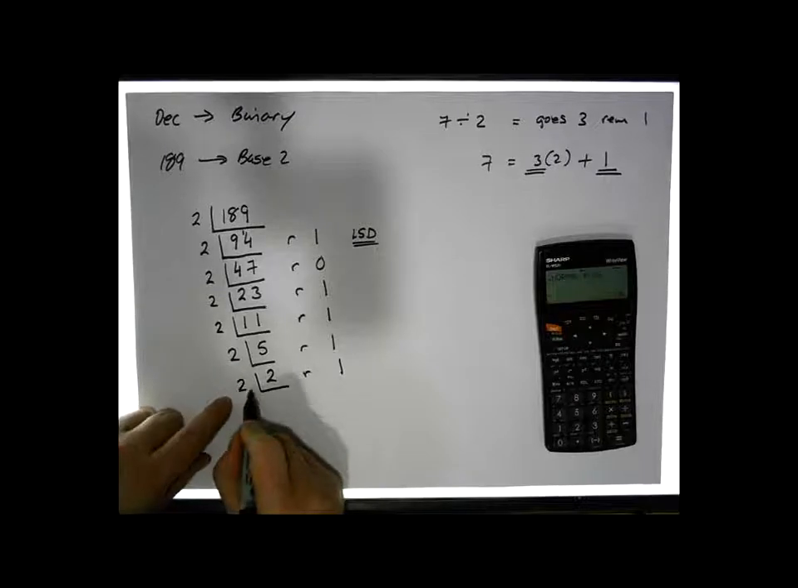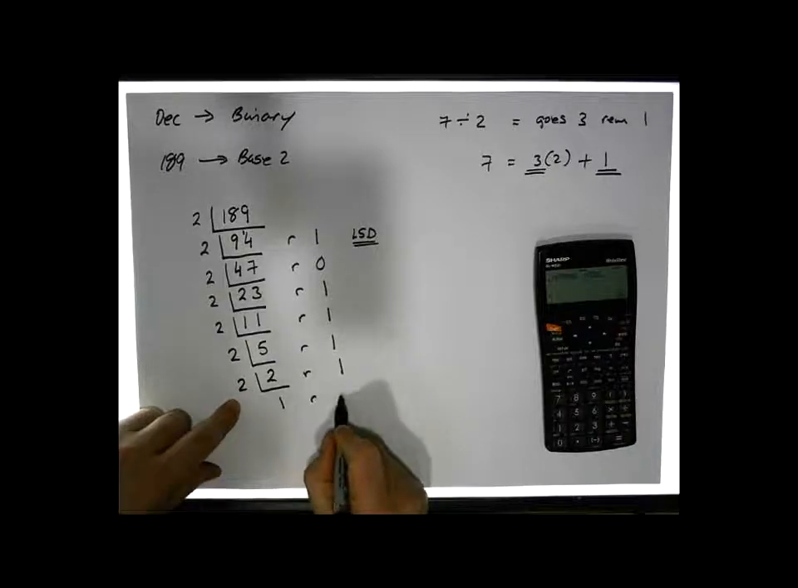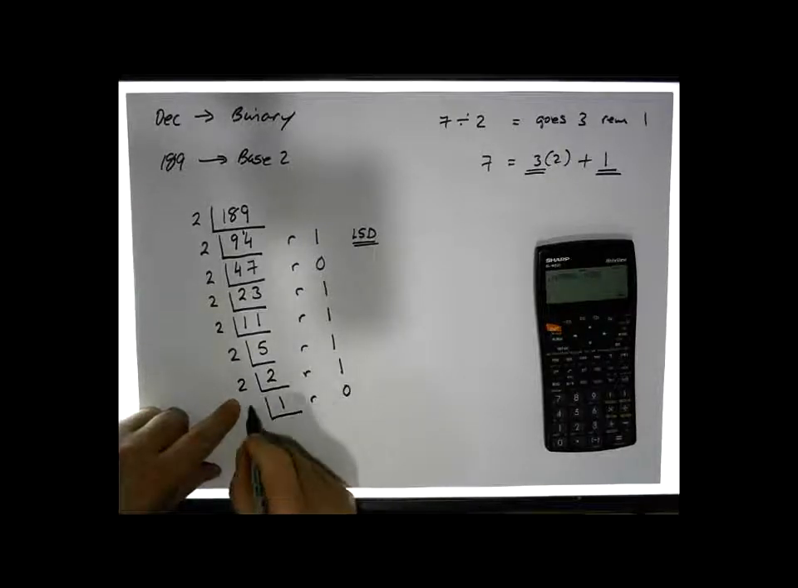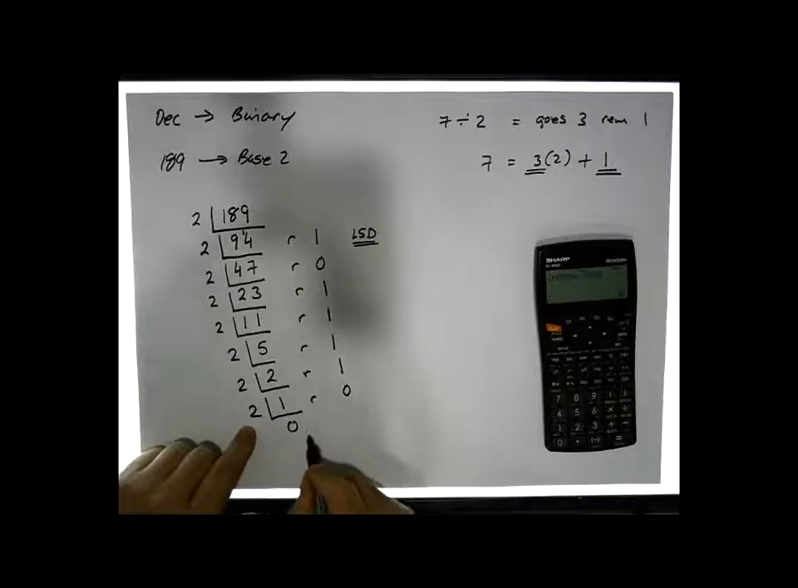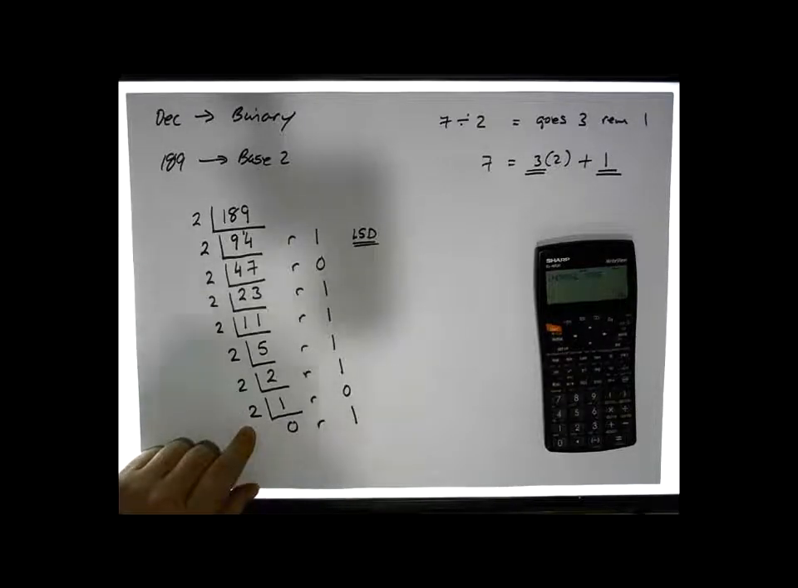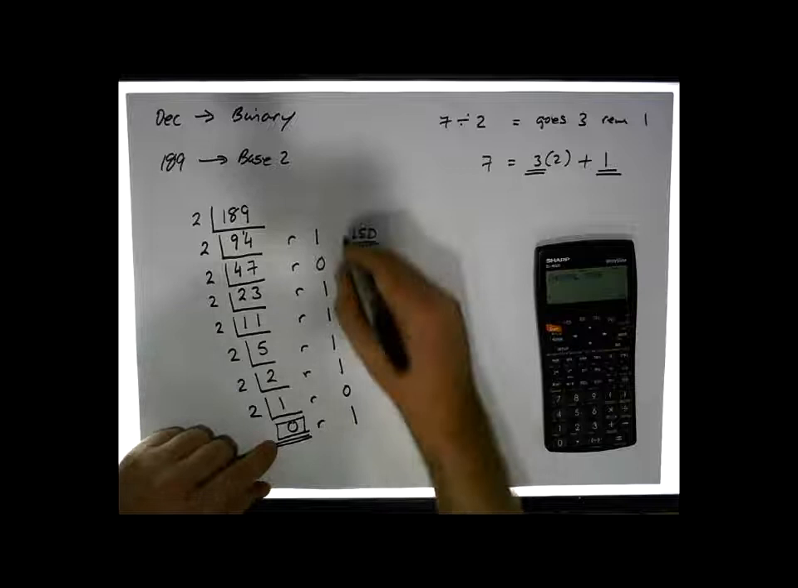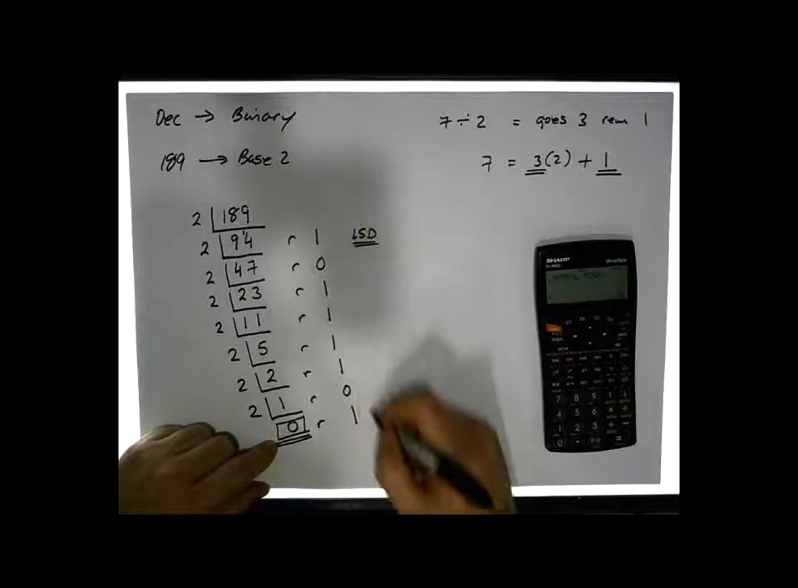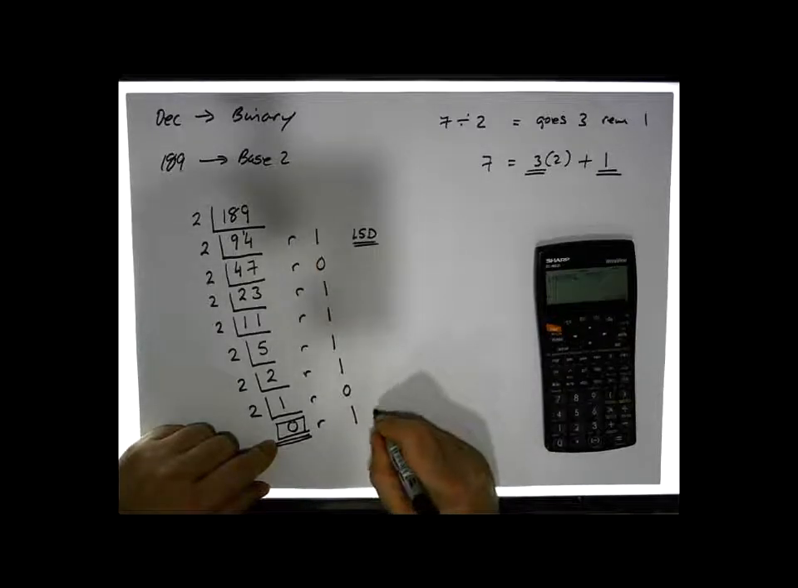And I'm going to divide 2 into 2, goes once with a remainder of 0. And then I'm going to divide 2 into this. 2 into 1 won't go, with a remainder of 1. Okay. And that's it. When we get to zero, we stop. And this number here is our binary number. Then this is the most significant digit.